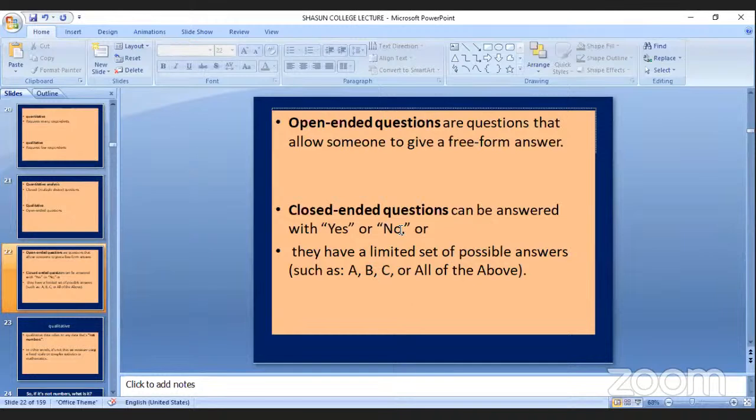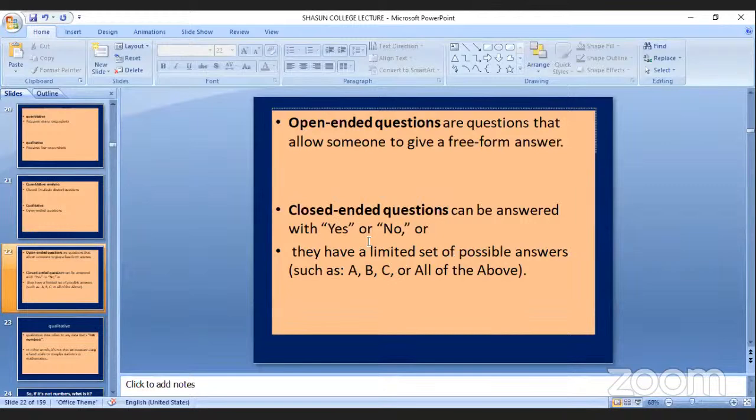So that kind of questions will be asked. Or sometimes, do you like to have idli for your breakfast? You will ask yes or no. Some of them will say yes, some of them will say no. So this is called a closed-ended question.